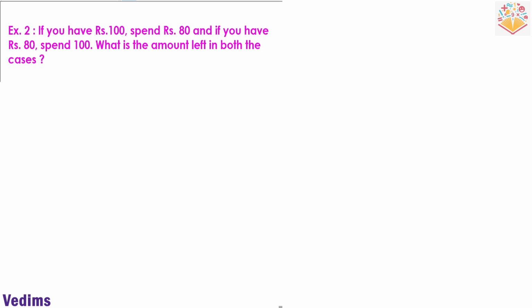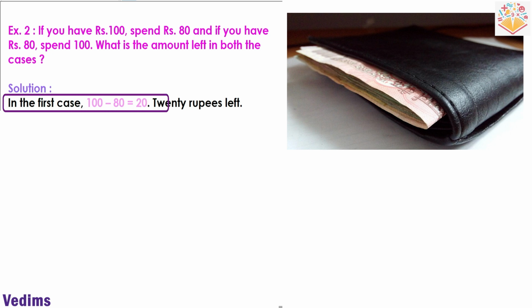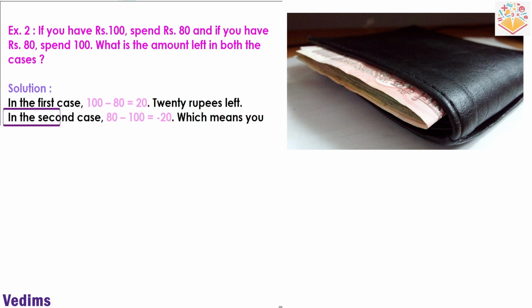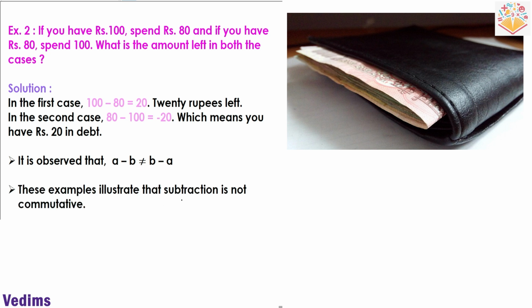Let us take another example. If you have rupees 100, spend rupees 80. And if you have rupees 80, spend 100. What is the amount left in both the cases? In the first case, 100 minus 80 is equal to 20. 20 rupees left. In the second case, 80 minus 100 is equal to minus 20, which means you have rupees 20 in debt. It is observed that in both the cases, 100 minus 80 is not equal to 80 minus 100. Means that A minus B is not equal to B minus A. These examples illustrate that subtraction is not commutative.